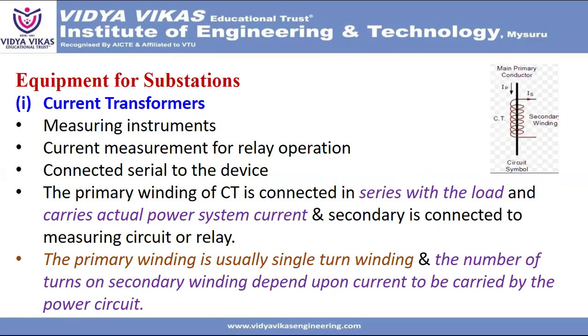Measuring instruments: current measurement for relay operation is connected in series to the device. The primary winding of the CT is connected in series with the load and carries the actual power system current, and the secondary is connected to the measuring circuit or relay. The primary winding is usually a single turn winding. The number of turns on the secondary winding depends upon the current to be carried by the power circuit.